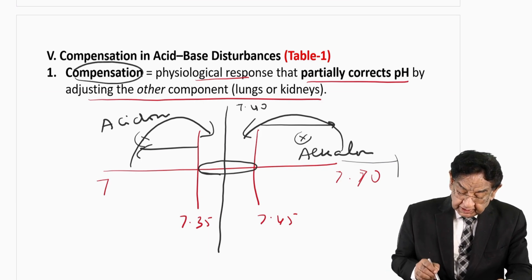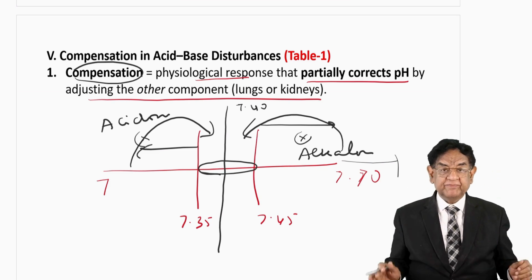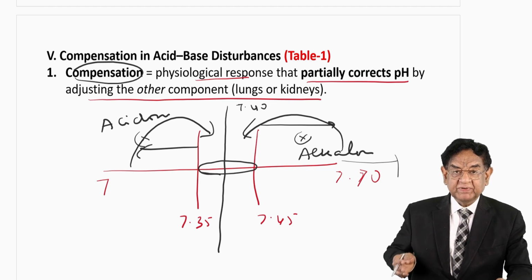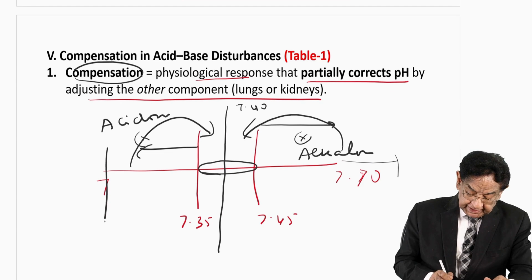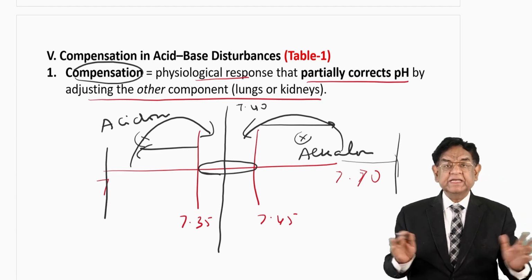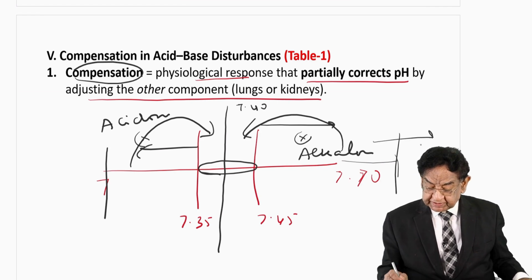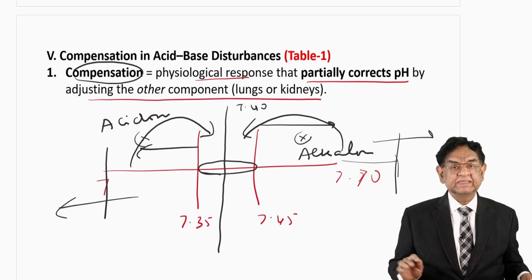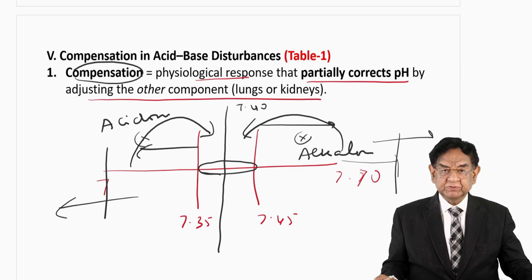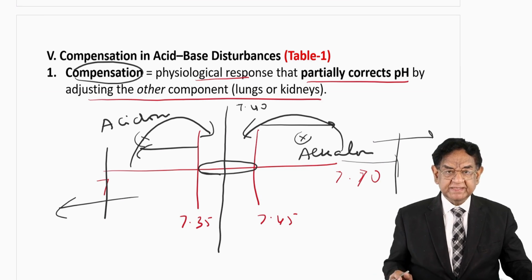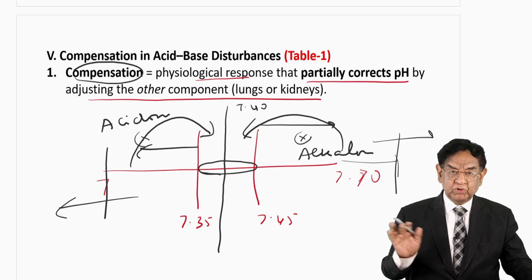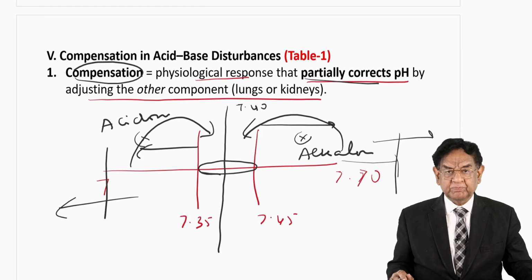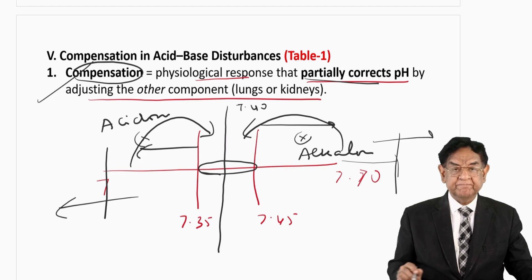Okay, so ultimately, whichever way the pH has gone, if we can bring it back to normal, that is compensation. But one thing you have to understand right now: pH 7 and 7.7 are the limits. If pH goes above 7.7, life is not compatible. If the pH goes below 7, life is not compatible. So that's why there is a mechanism by which pH can be brought to normal or near normal. We always say partially corrected because full correction is usually not possible. But this is the process known as compensation.